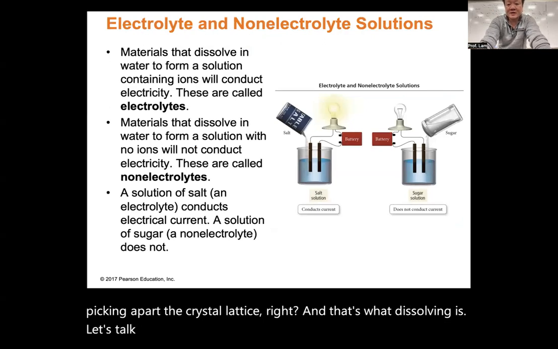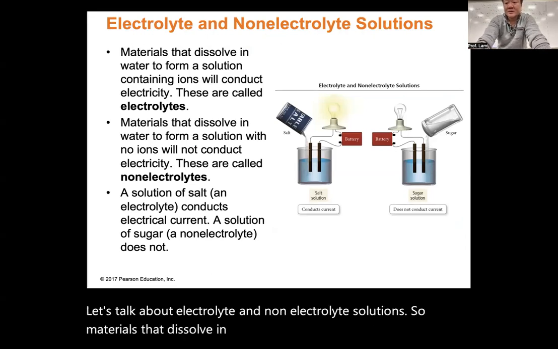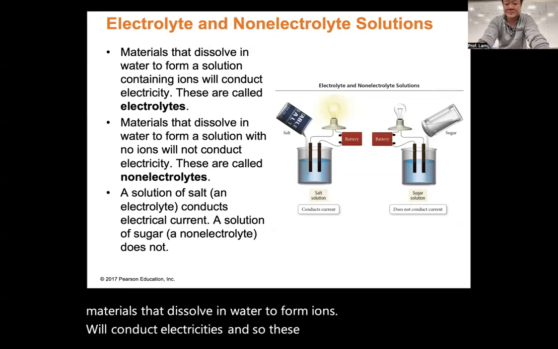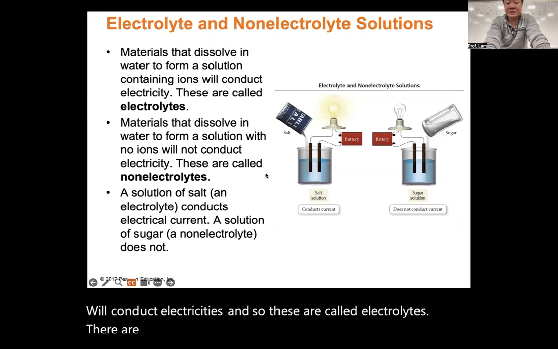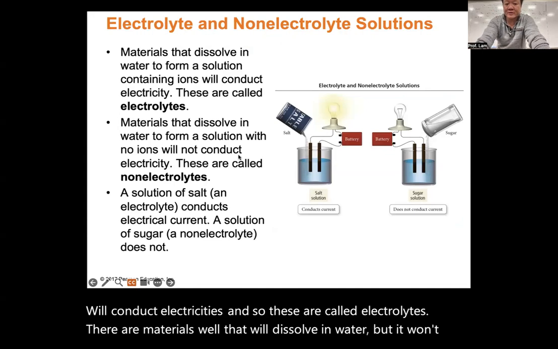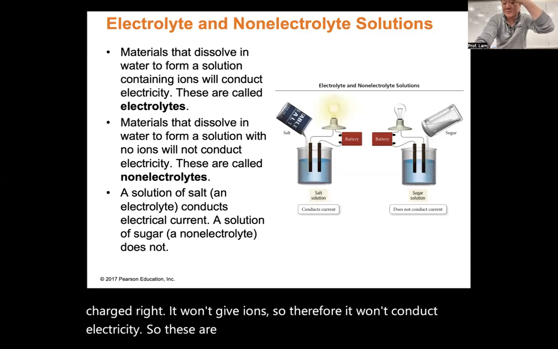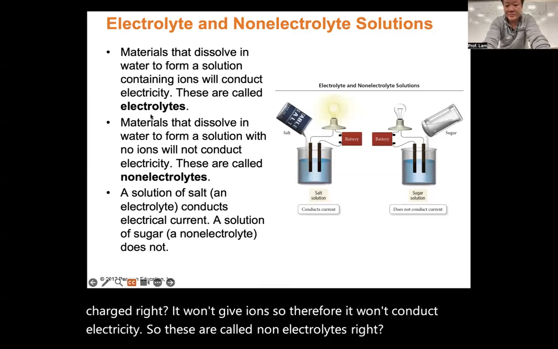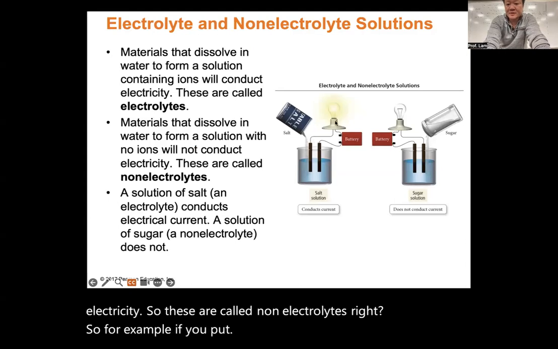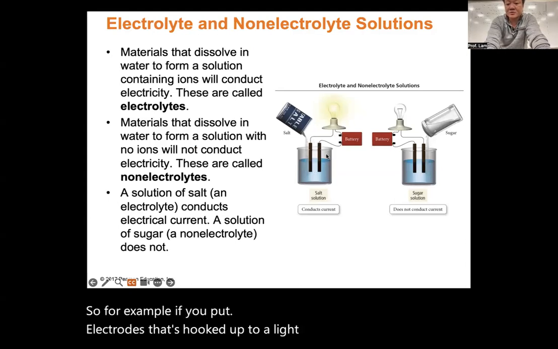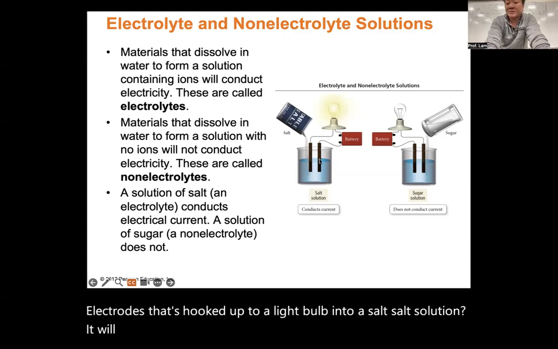Let's talk about electrolyte and non-electrolyte solutions. Materials that dissolve in water to form ions will conduct electricity, and so these are called electrolytes. There are materials that will dissolve in water, but won't be charged. They won't give ions, so they won't conduct electricity. These are called non-electrolytes. So for example, if you put electrodes that are hooked up to a light bulb into a salt solution, it will light, because you have ions in there where electrons can move.